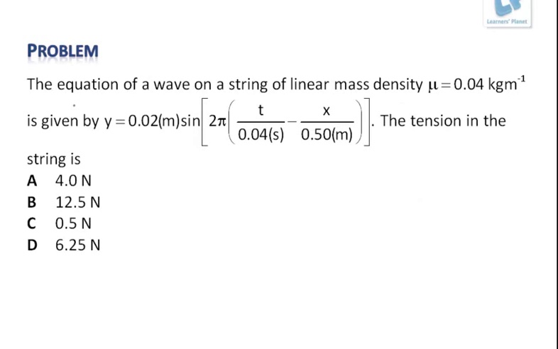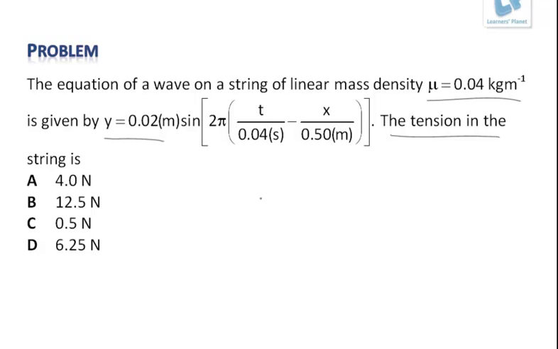Now let us look at the last problem for this session. The equation of a wave on a string of linear mass density mu 0.04 kg per meter is given by y is equal to 0.02 meters sine of 2 pi, t by 0.04 in seconds minus x upon 0.5 in meters. The tension in this string is.